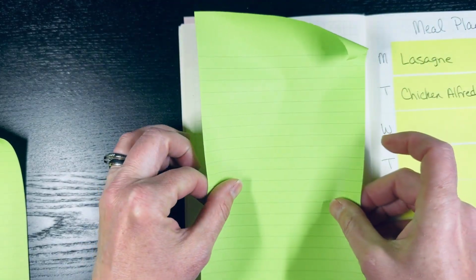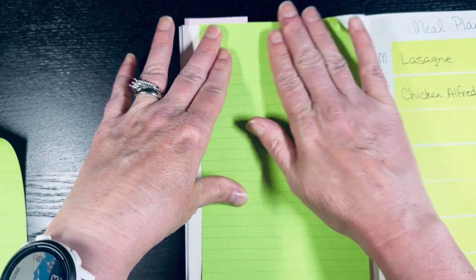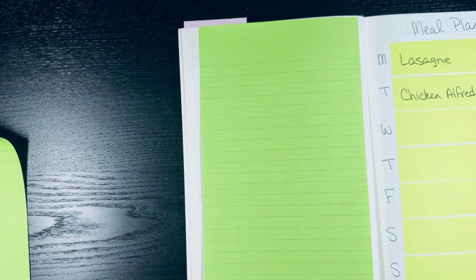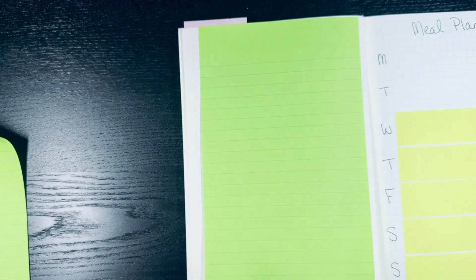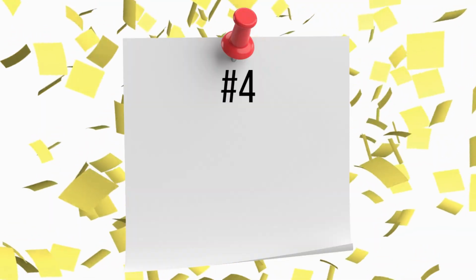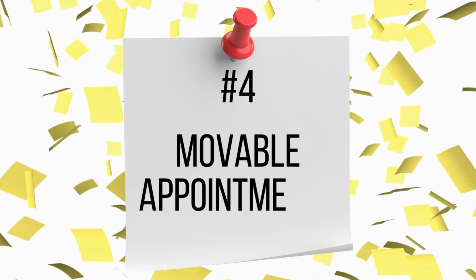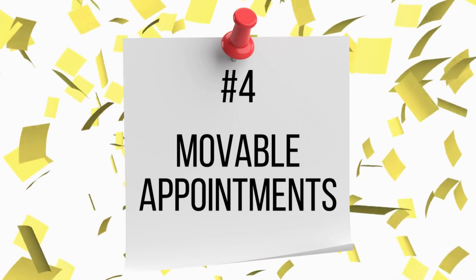Honestly, this meal plan and grocery list page with sticky notes has been one of the biggest game changers for me in my planner, and I legitimately use this one, and I cannot recommend it enough that you give it a try. Number four, movable appointments and tasks.